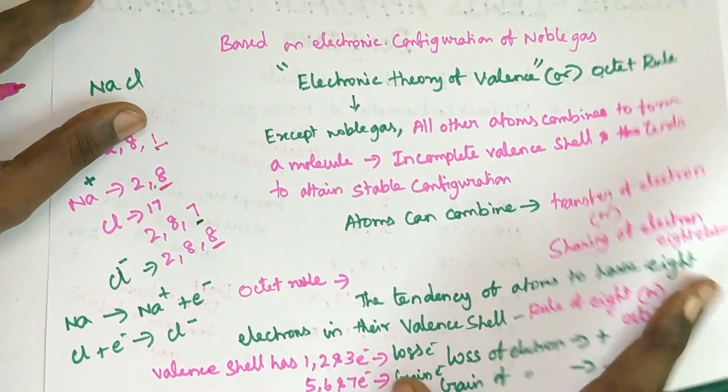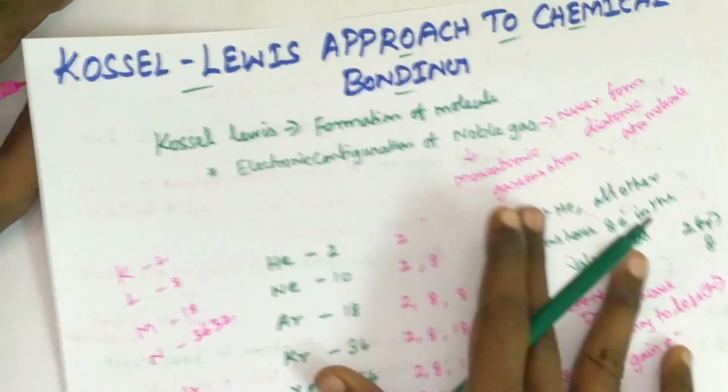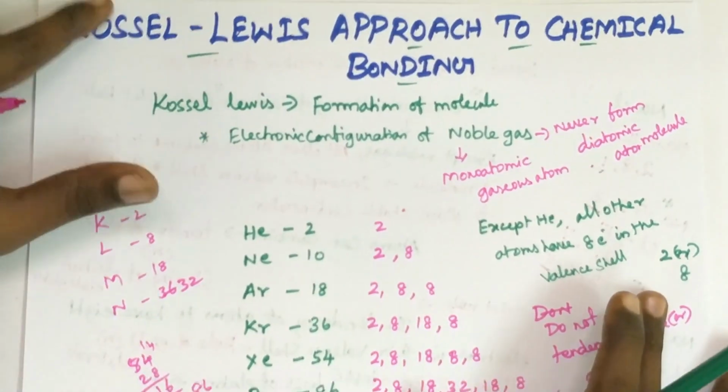So these are about the Kossel-Lewis approach to chemical bonding. Next we will see the Lewis dot structure.